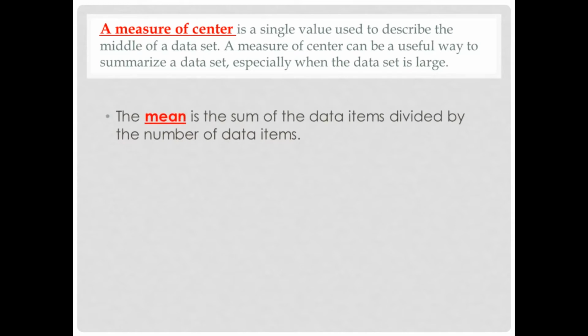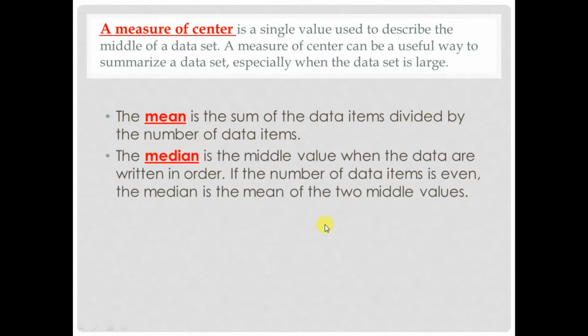The first measure of center is called the mean, and the mean is like the average of numbers. So the mean is the sum of data items divided by the number of data items. To find the average of a set or group of numbers, which is the mean, you have to add them all together, then divide by how many numbers there are.